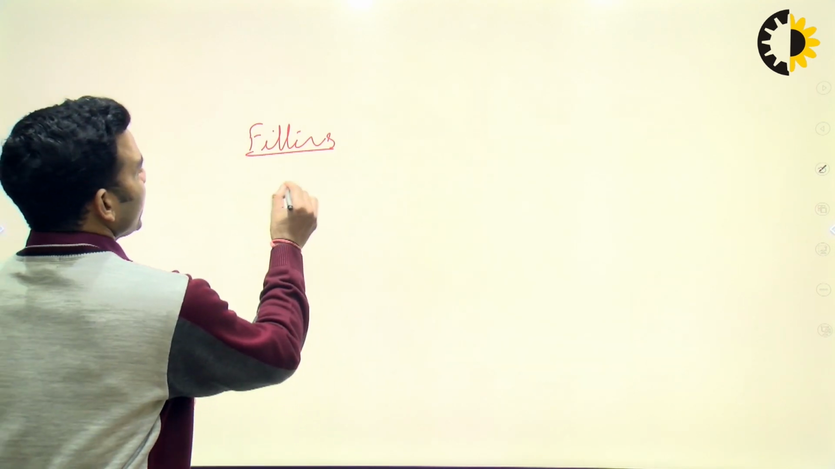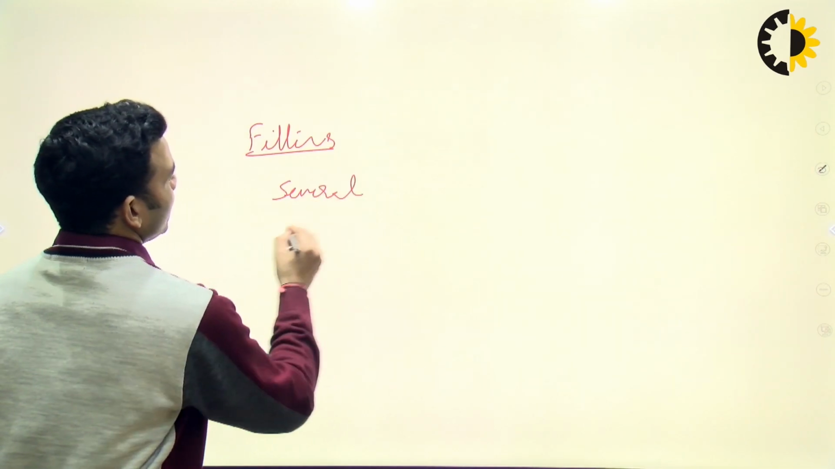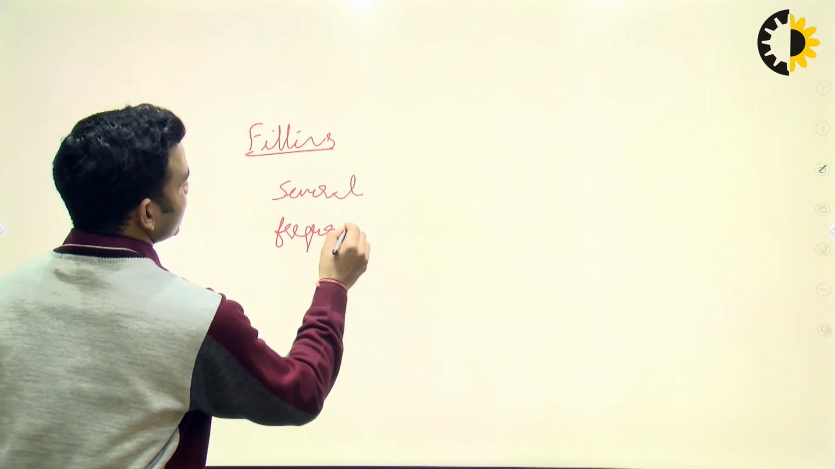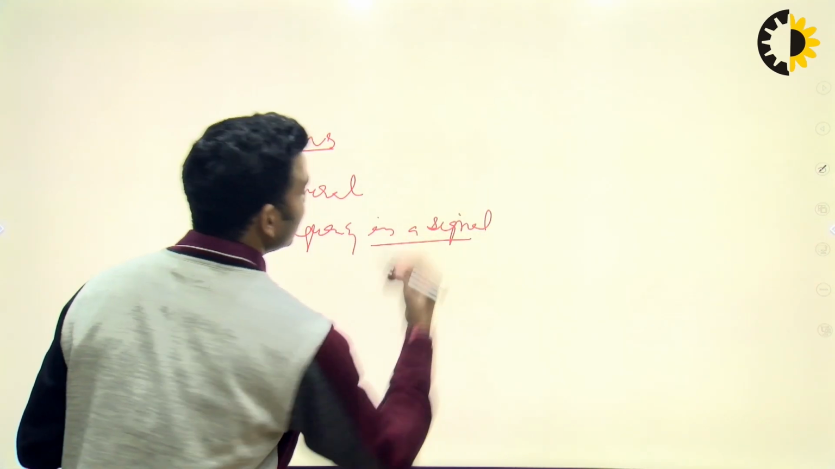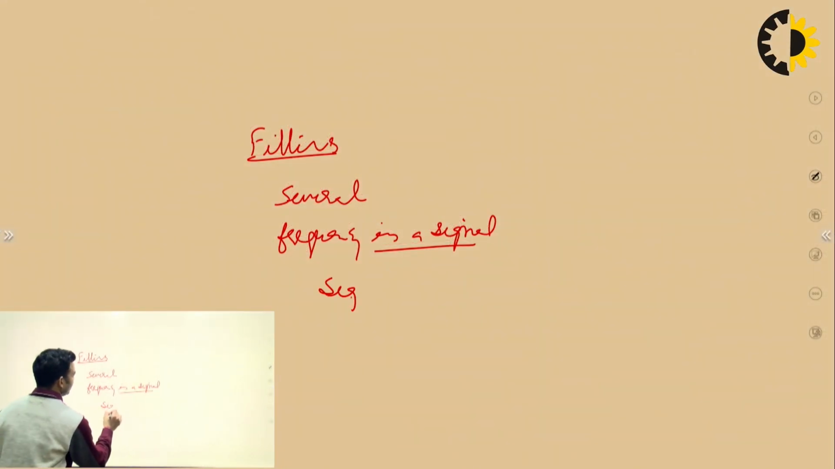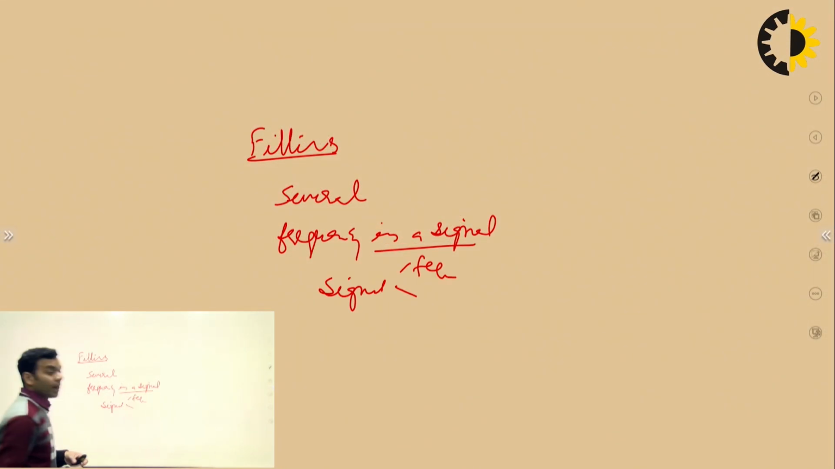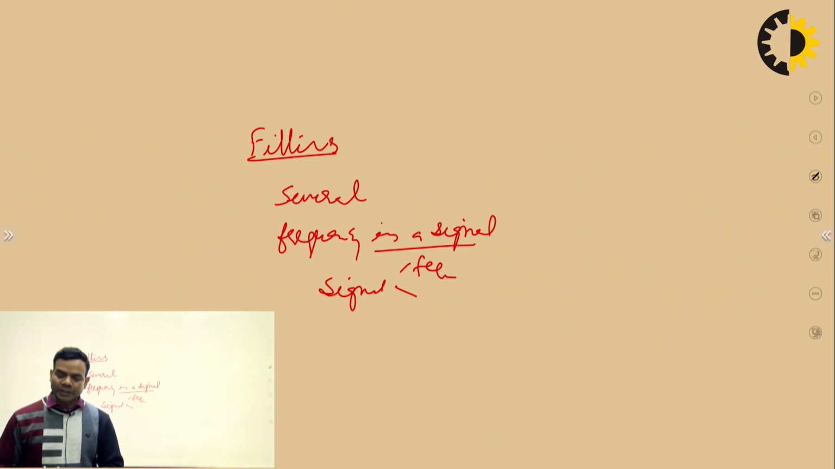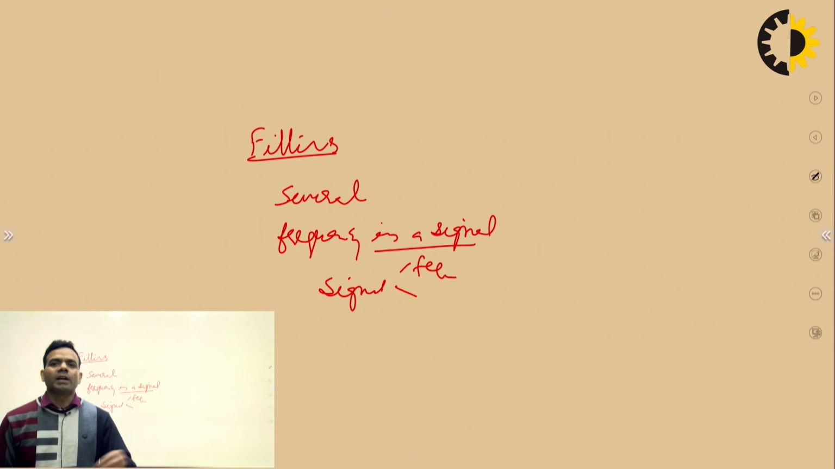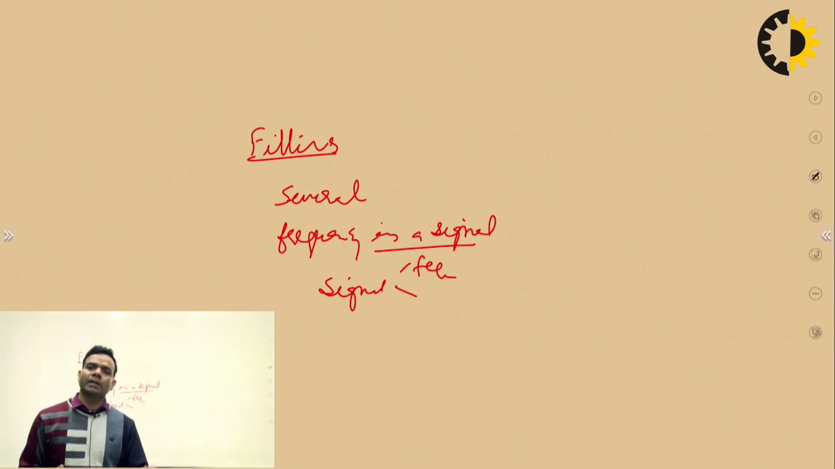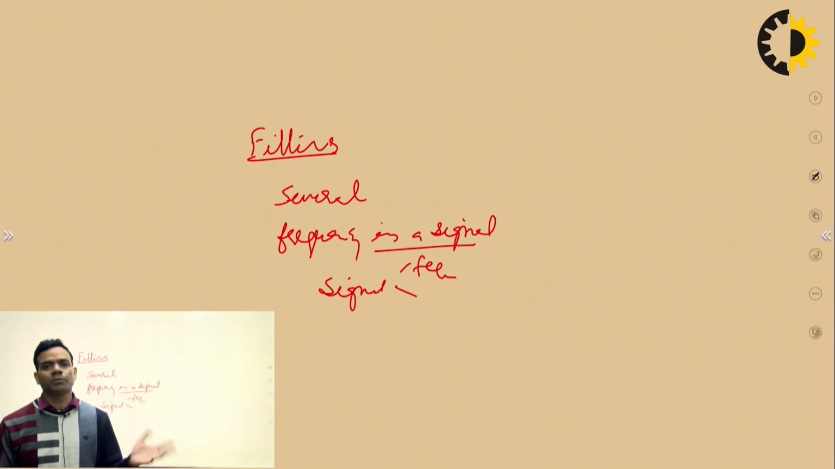Actually, there can be several frequencies in a signal, or we can say that a signal has various frequencies. So, we are interested in some particular range of frequency. For example, there are signals of 1 megahertz, 2 megahertz, 5 megahertz, and I am interested in the signal of 2 megahertz. Then other signals are useless for me.